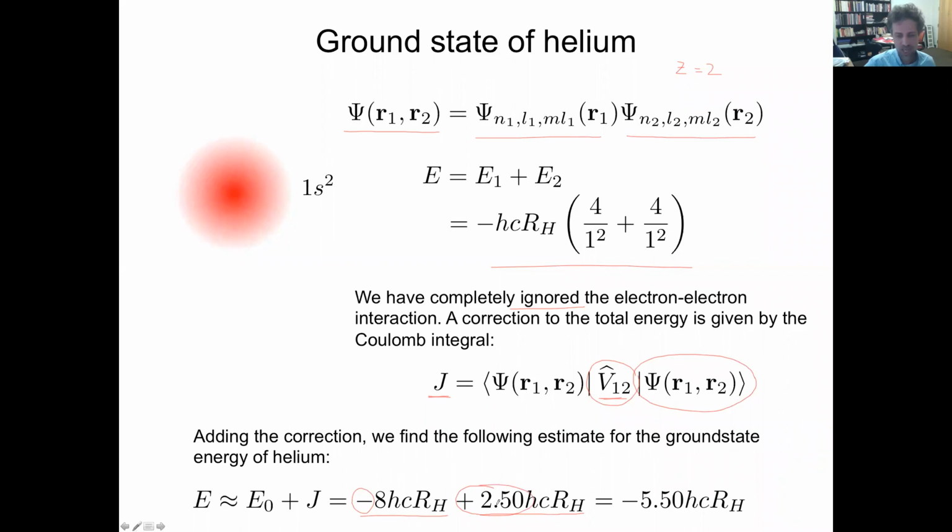Okay, so this correction is actually very big. It's more than 25%. So this is not something we can brush under the carpet. It's a real effect. So effectively, I find minus 5.5 hcR_H. That is the approximate energy of the ground state of helium based on this description, which is now an approximation. It's no longer exact. The hydrogen functions were exact, but our description right now is clearly an approximation. However, it's a pretty good one. It's not too far from the experimental values, and that's why we will continue in this vein on Friday.